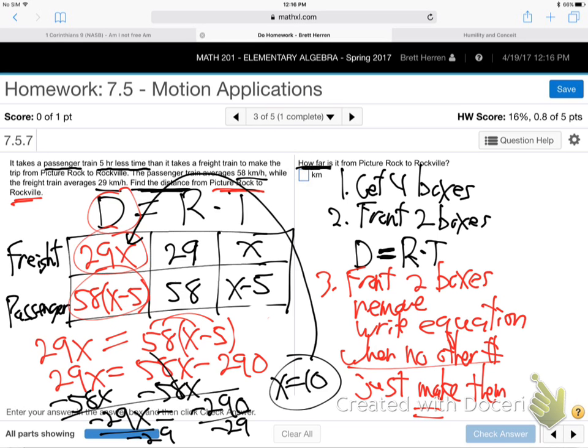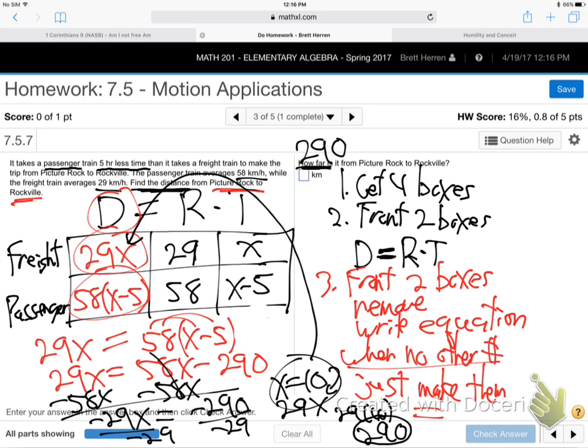So I take this key and I plug into one of the distance boxes. It doesn't matter which one, remember they're equal. It'll come out the same with either box. Plug into the distance box, 29x, plug it in. 29 times 10, 290 is the final answer. That's the distance, 290. 290 kilometers is that distance of that trip.